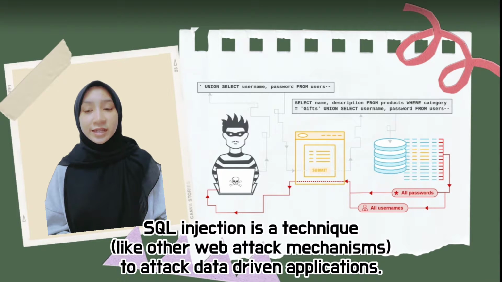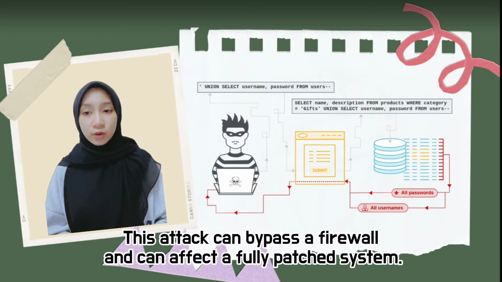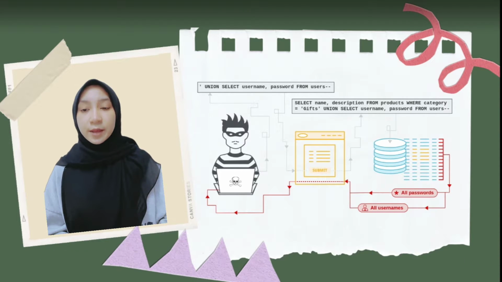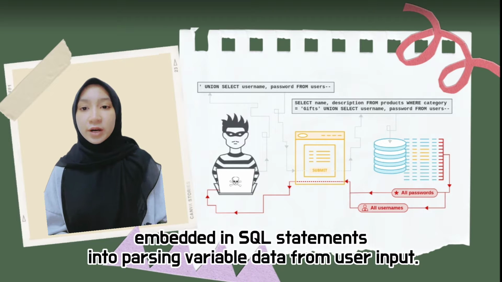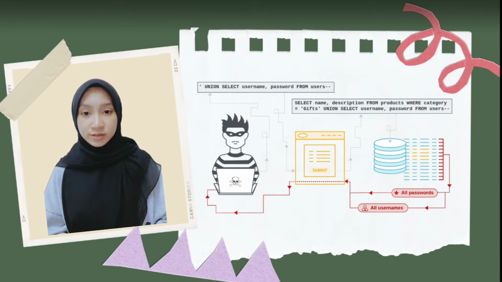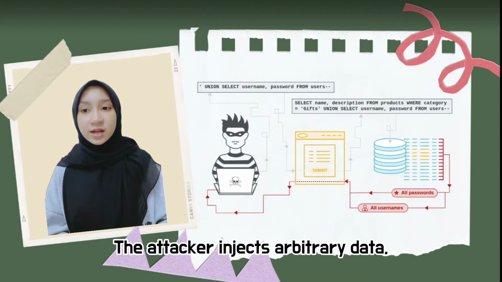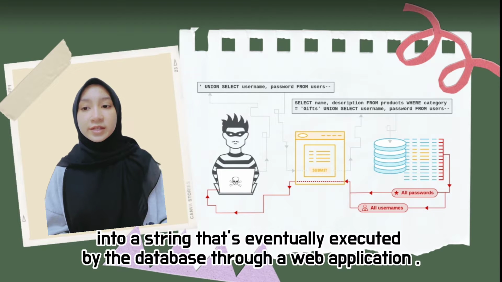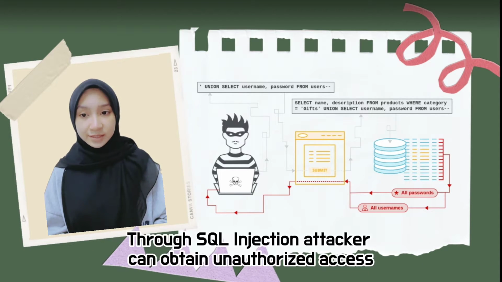SQL injection is a technique, like other web attack mechanisms, to attack data-driven applications. This attack can bypass a firewall and can affect a fully patched system. The attacker takes advantage of poorly filtered or incorrectly escaped characters embedded in SQL statements when parsing variable data from user input. The attacker injects arbitrary data, most often a database query, into a string that is eventually executed by the database through a web application.